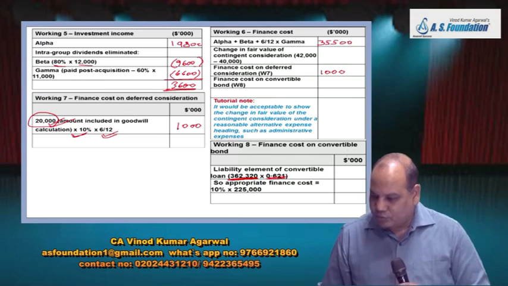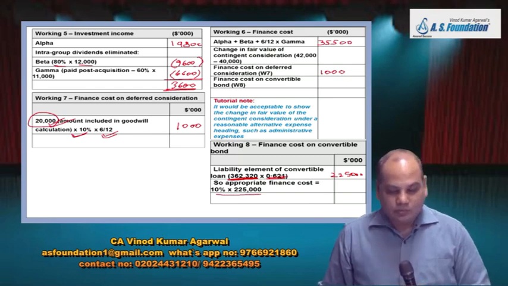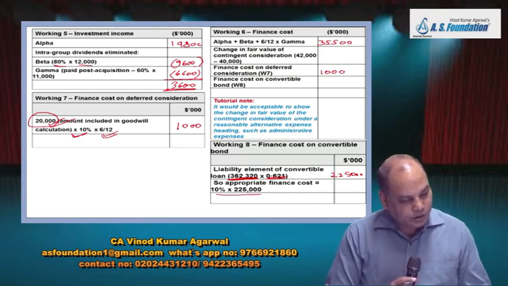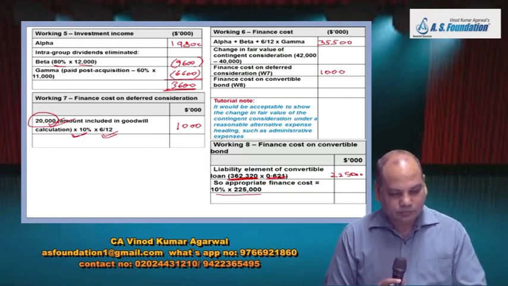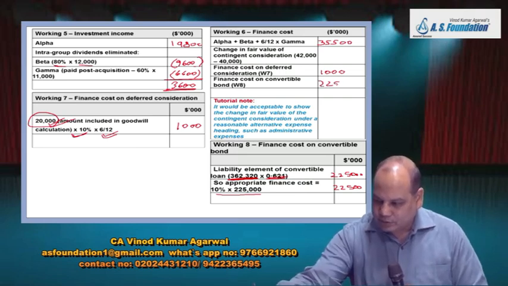2,25,000. Who has issued this loan? Parent or subsidiary? Parent. That means interest will be charged for full year because this loan was taken on 1st April. So interest will be charged for full year. How much it comes to? 22,500. Write 22,500 in the working note 6.